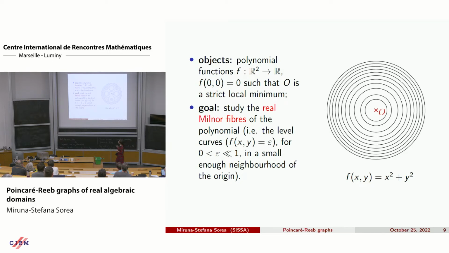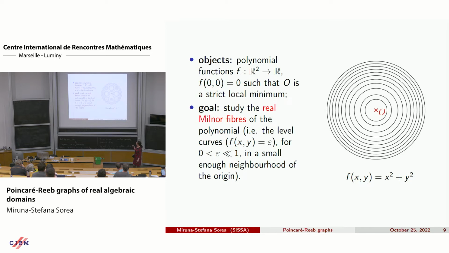we will look now at the level curves near the origin, f equals epsilon, for a sufficiently small epsilon. So this will be the boundary of the real algebraic domain that we consider in this first part. For the simplest example, this circle, x squared plus y squared. These fibers are smooth Jordan curves, okay? And we want to study the shapes of such curves.